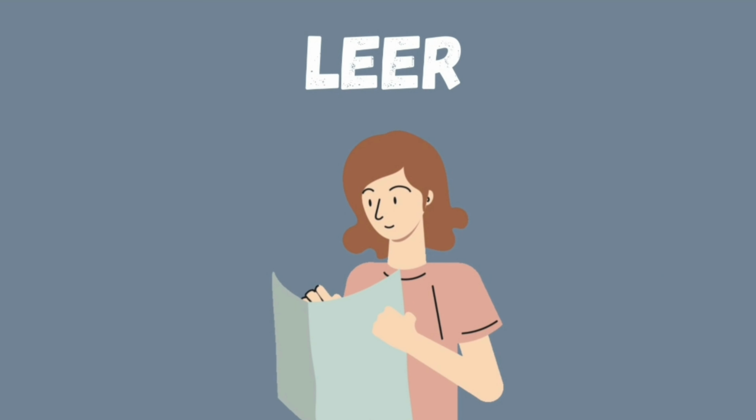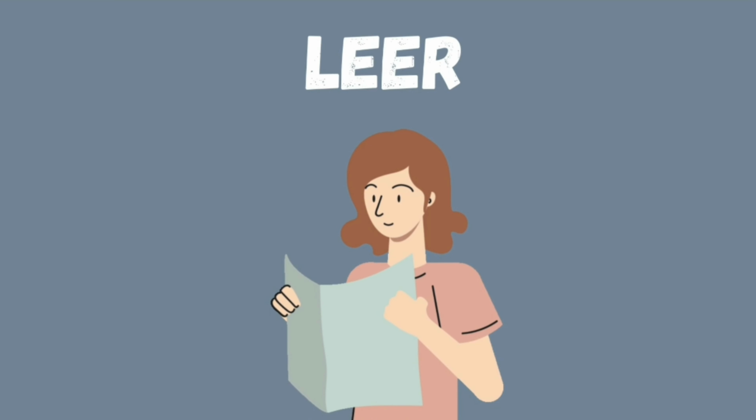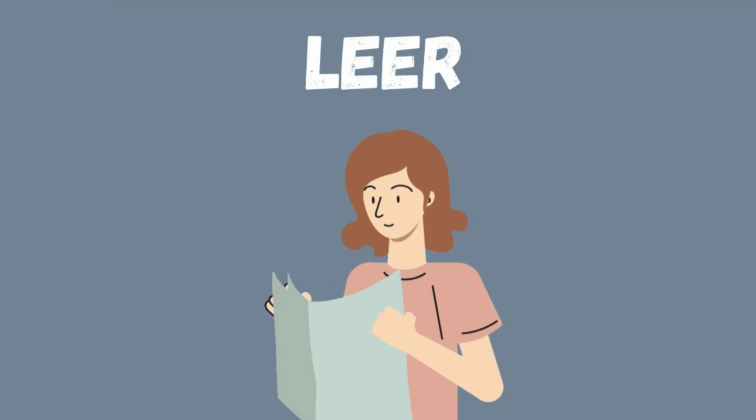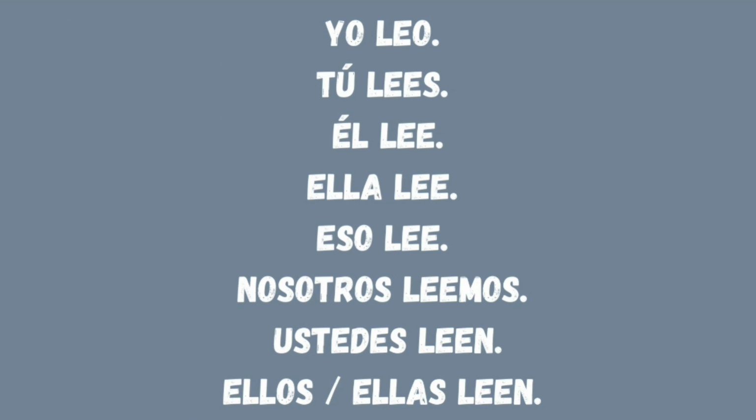Now the next verb we have is read, okay? In Spanish, leer. And this is the way we're going to conjugate this verb in Spanish, okay? We have yo leo, tú lees, él lee, ella lee, eso lee, nosotros leemos, ustedes leen, ellos o ellas leen.